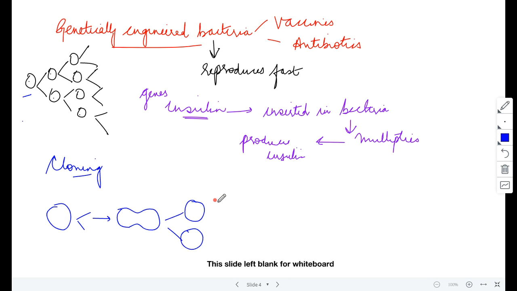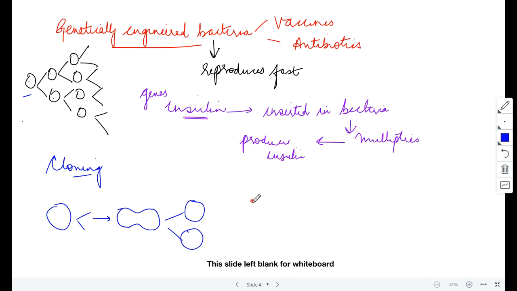Now a lot of plants reproduce asexually. Can you name a few of them? Do you know? If you see potato plants, strawberry plants, daffodils, all these plants reproduce asexually only. If you talk about potato plants, there are tubers, right? And in each tuber a new plant comes out.